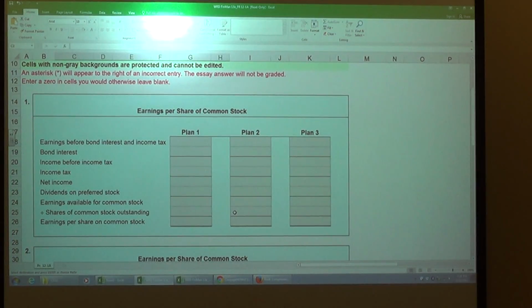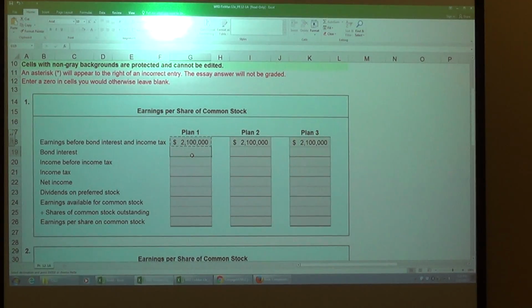All right, so it says on the one, determine the earnings per share of common stock for each plan, assuming that the income before interest is 2.1 million. So this is going to be 2.1 million for each of these plans here. So I'm just going to copy these for each of these, and we're just going to walk through each step here.